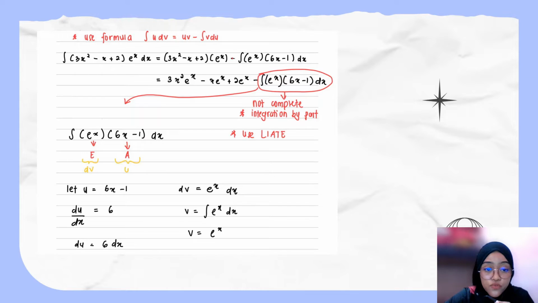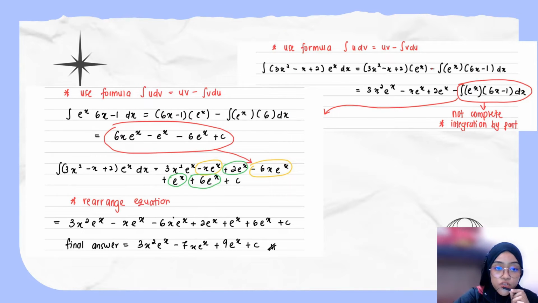The dv here is e^x. To get v, we integrate e^x, and according to the integration formula, if we integrate e^x we still get e^x. So we use the formula, the integral of u dv equals uv minus the integral of v du. We get the integral of e^x (6x minus 1) dx equals u, which is 6x minus 1, times v, which is e^x, minus the integral of v, which is e^x, times du, which is 6 dx.